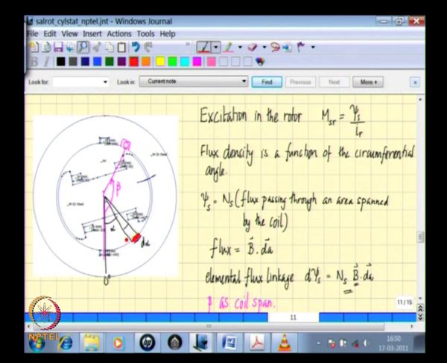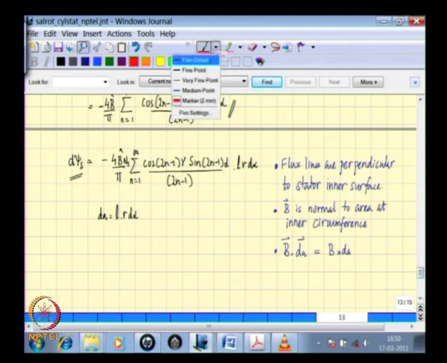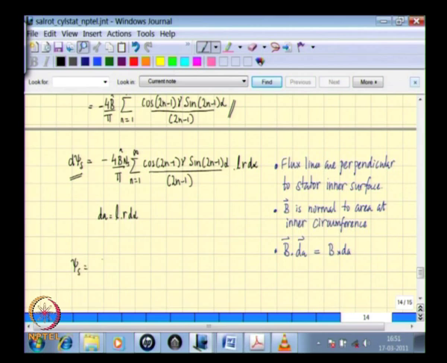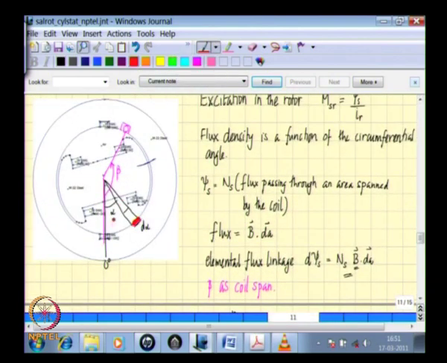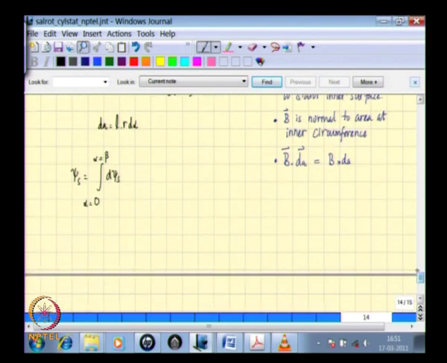But actually the area through which flux is going to pass, which links this coil, is this entire area. And therefore, in order to find out what is the flux linkage due to all the flux passing through this area, we then need to integrate. So the flux linkage psi s is the integral of d psi s, and the limits of the integral are from alpha equal to 0 to alpha equal to the other end of this coil of the stator. Note that the other end of the coil lies at an angle beta, and therefore you integrate over alpha going from 0 to beta. So let us do this integration.